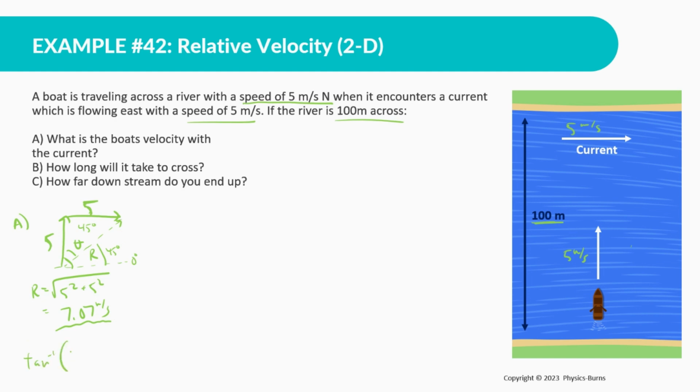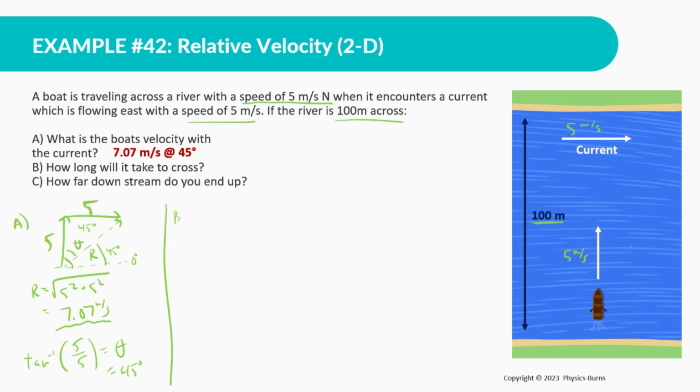So tan inverse, opposite is 5 divided by adjacent, which is 5. And this is going to give us an angle. I'll put it in my calculator just to satisfy everybody. 45 degrees. Okay, and so, yeah, that's what we get. 7.07 meters per second at 45 degrees. Okay, how long will it take to cross?